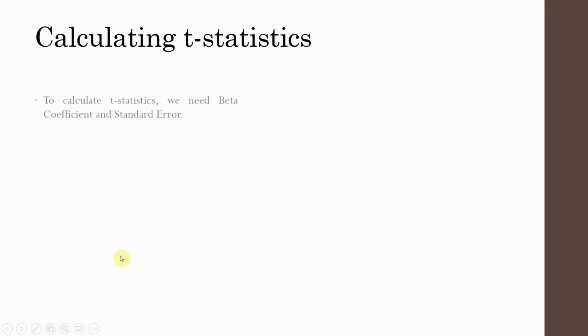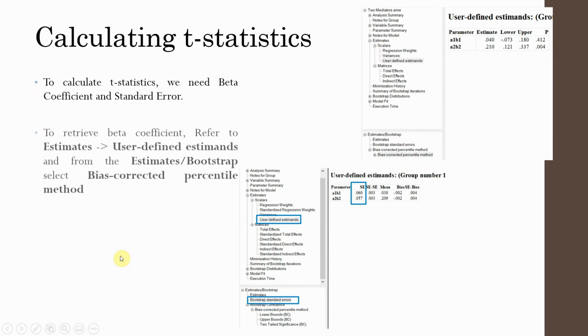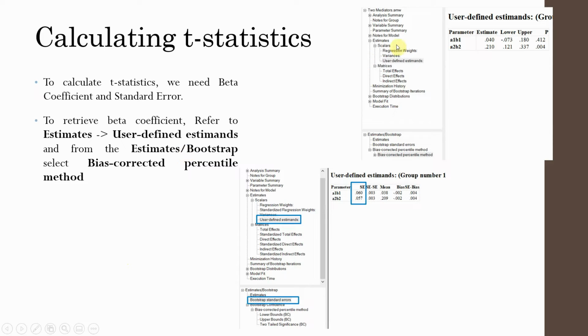Now, how do you calculate the T statistics? What you need to do is, again, from estimates, click scalars and then user-defined estimates. You will get your path coefficients or estimates. And within user-defined estimates, you can click bootstrap standard errors. Here you get bootstrap standard errors. So once you click user-defined estimates, from the bottom tree, select bootstrap standard errors.